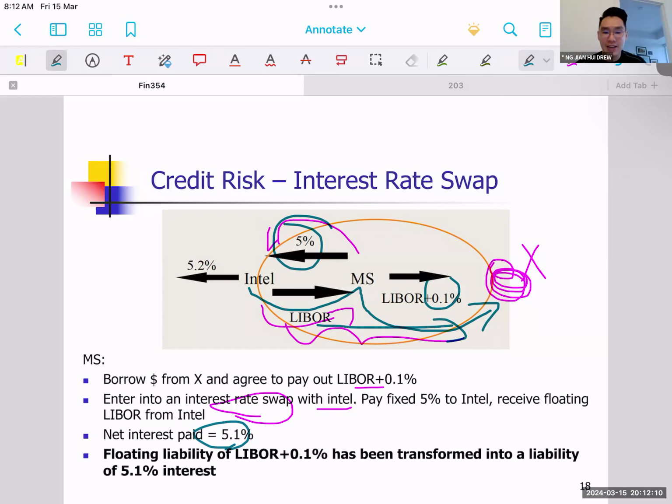I'll pause here for a while. Any questions regarding this, the basics of how swaps work, and in this case, interest rate swaps?